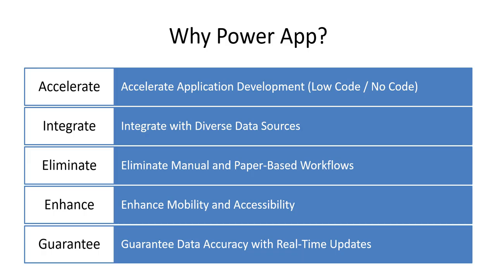Manual work and paperwork can be eliminated. As I told, there is no need for everyone to type everything or write everything on paper. They can just store it in the Power App itself. It automatically gets stored online. Based on that, you can create the reports. It enhances mobility, accessibility, accuracy and real-time data. You can get the real-time data and accuracy of your data.